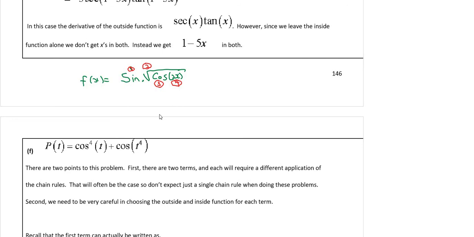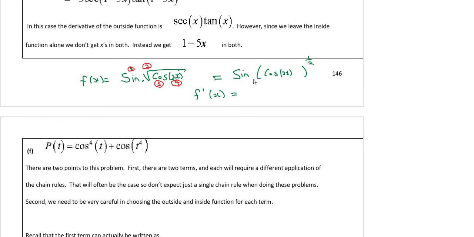Okay, so if I need to do the derivative here, I'm first going to rewrite it. I'm just going to write it as sine of cos 2x to the half. Okay, remove the square root there. Now we can go to the F prime.